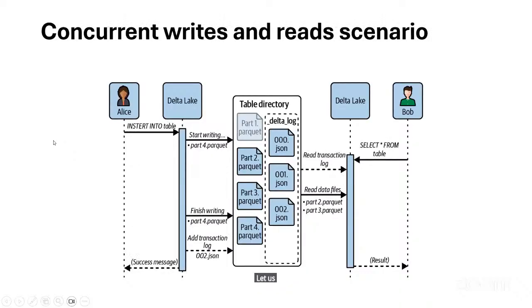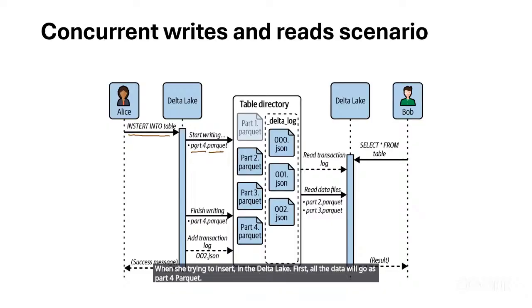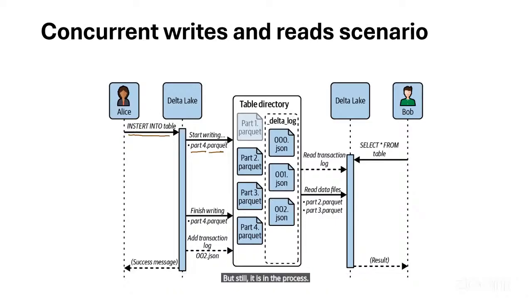Let us take one more scenario: concurrent writes and reads. Here what is happening? Alice is inserting some data into the table. When she is trying to insert into the Delta Lake, first all the data will go as a part 4 parquet, and eventually this part 4 parquet will be reflected in the table. But still it is in process. While it is in process, Bob is trying to get all the data from the table.